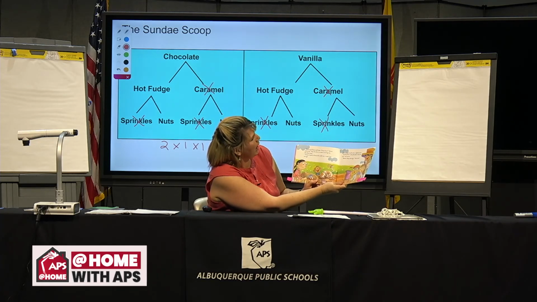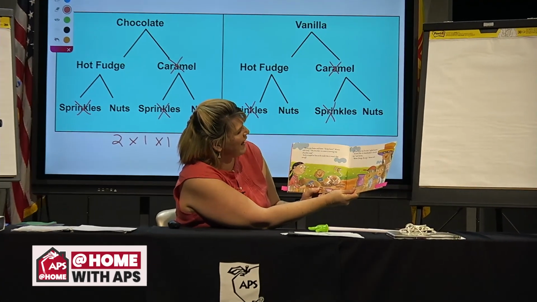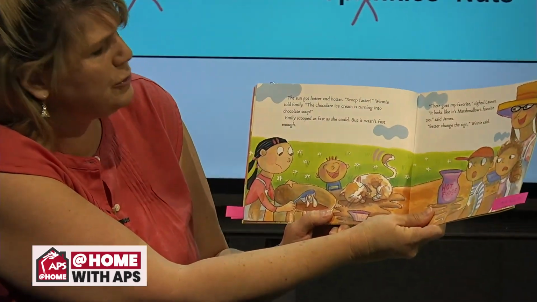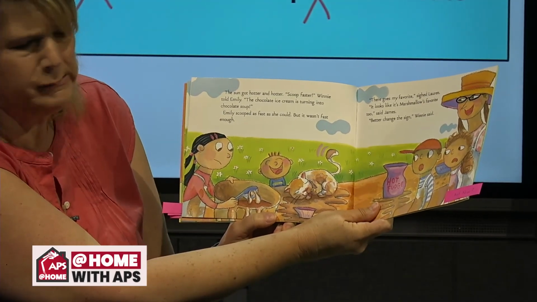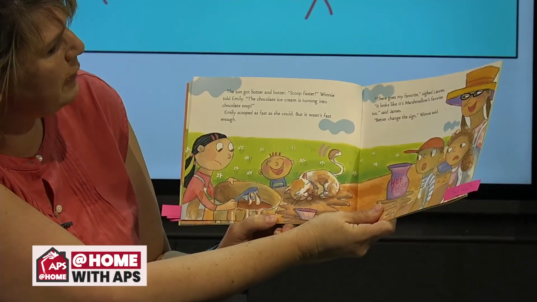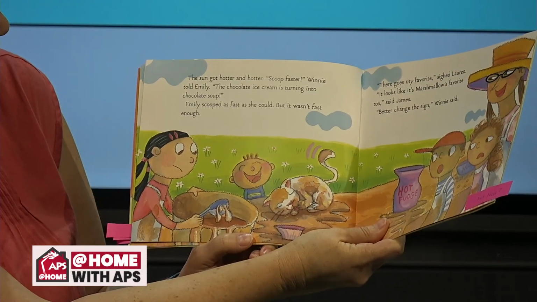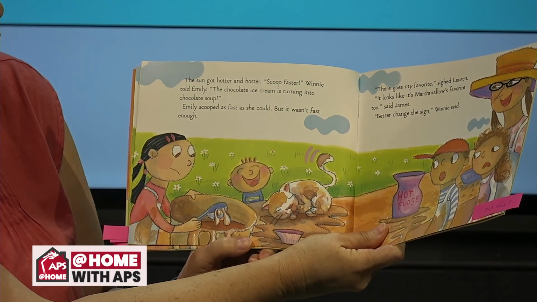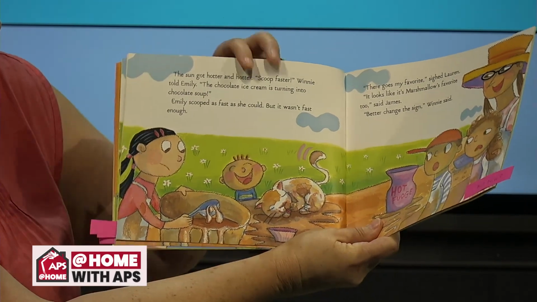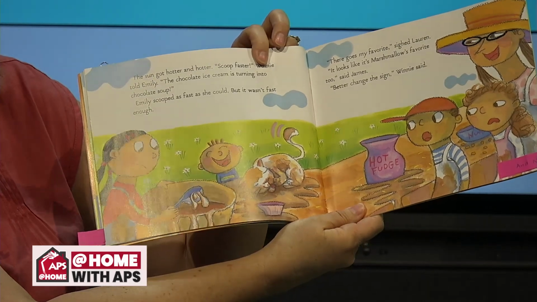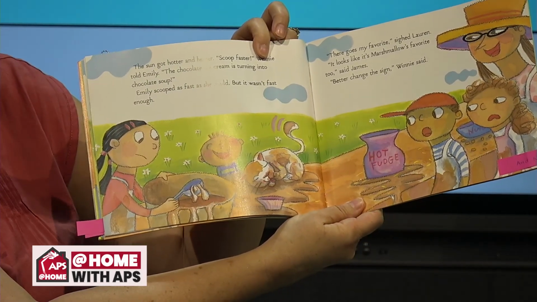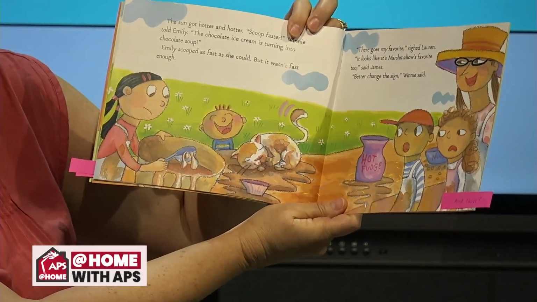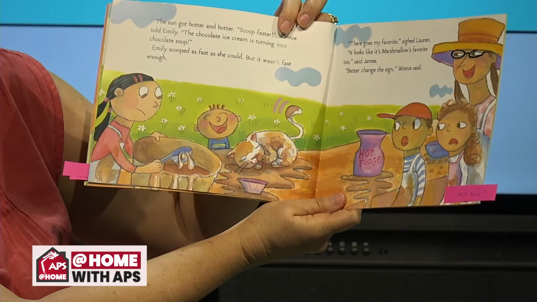The sun got hotter and hotter. "Scoop faster," Winnie told Emily. "The chocolate ice cream is turning into chocolate soup." Have you ever had that happen? Not very good. Emily scooped as fast as she could, but it wasn't fast enough. "There goes my favorite." It looks like it's Marshmallow's favorite too. Marshmallow's really getting a lot of ice cream and sprinkles and all kinds of fun stuff in this. I can see he really likes it, or she really likes it.